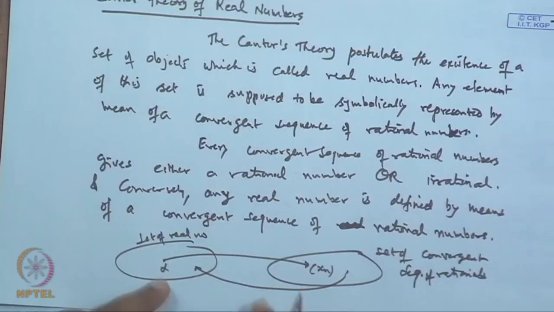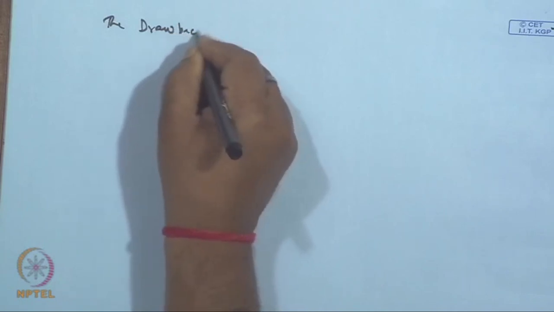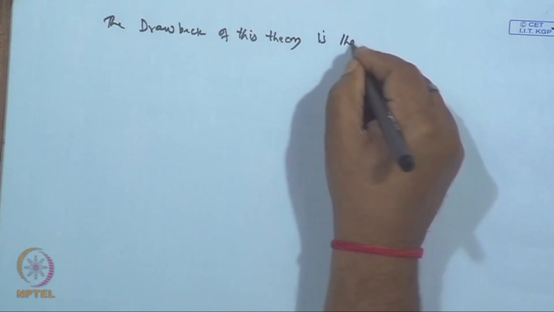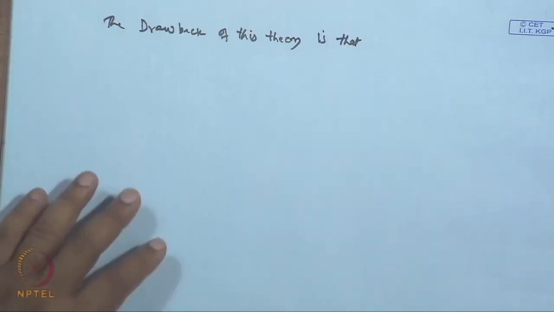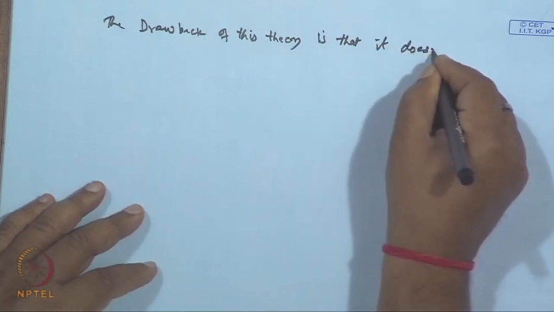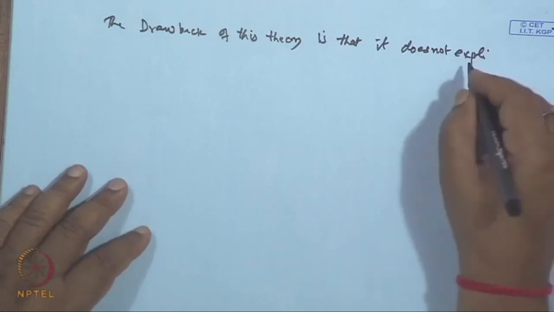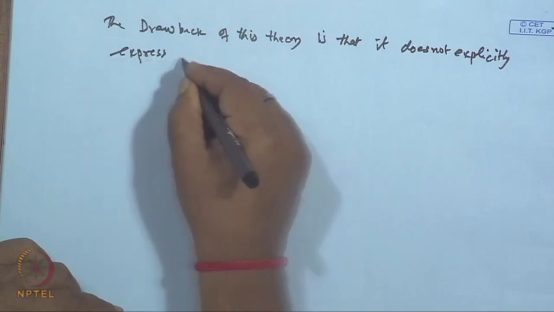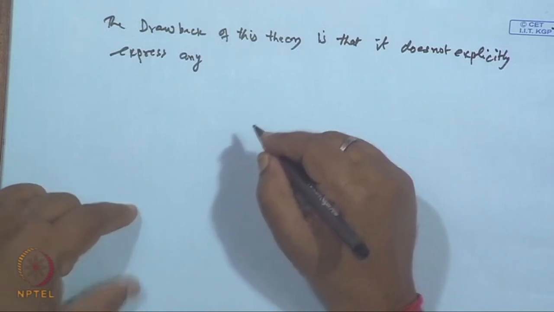The main drawback in this is that if I pick up a real number, then there are many sequences of rational points which will converge to the same real number. Infinitely many we can find. This is the drawback. The drawback of this theory is that it does not explicitly express any single number.